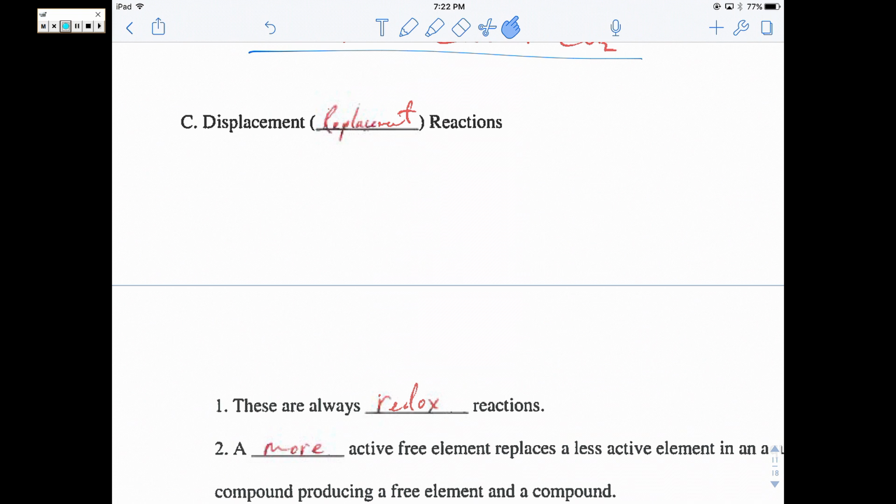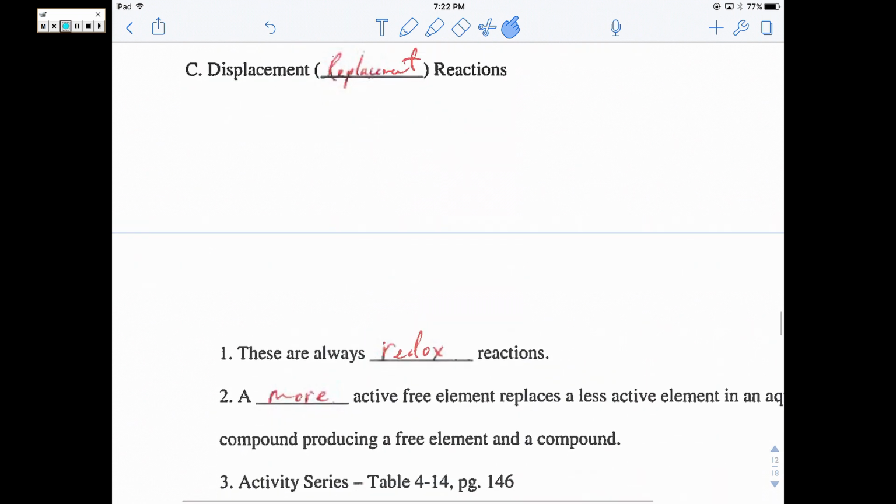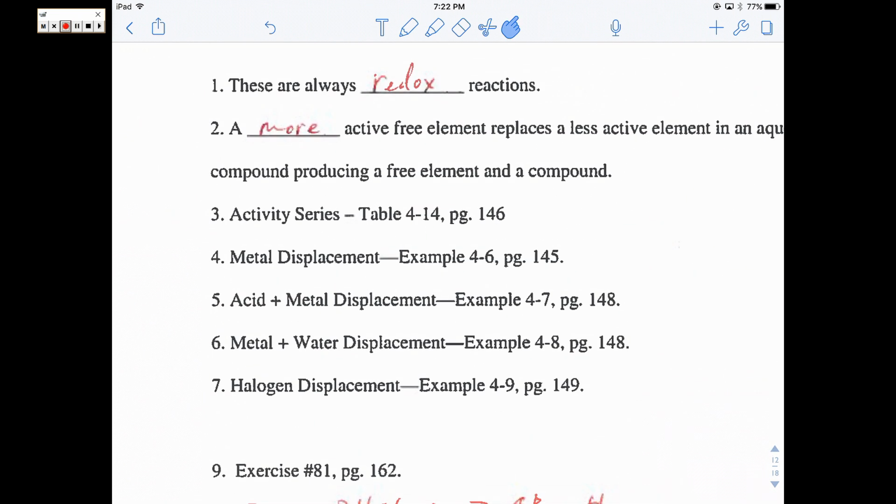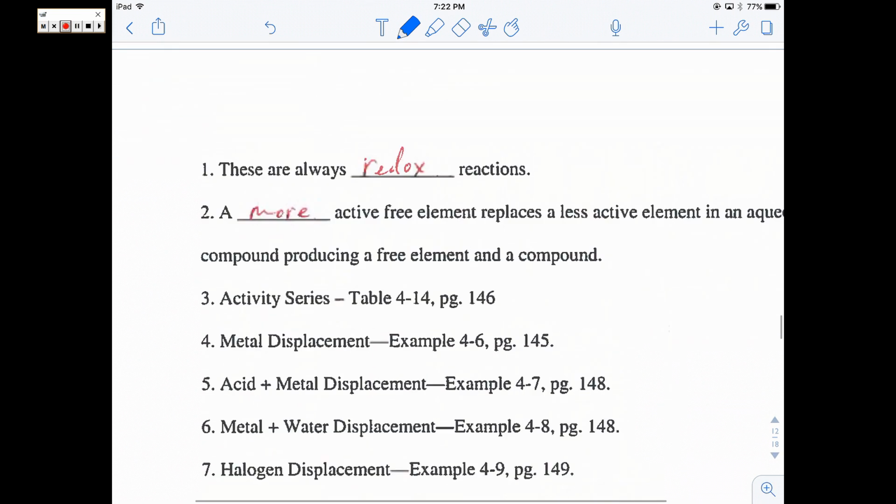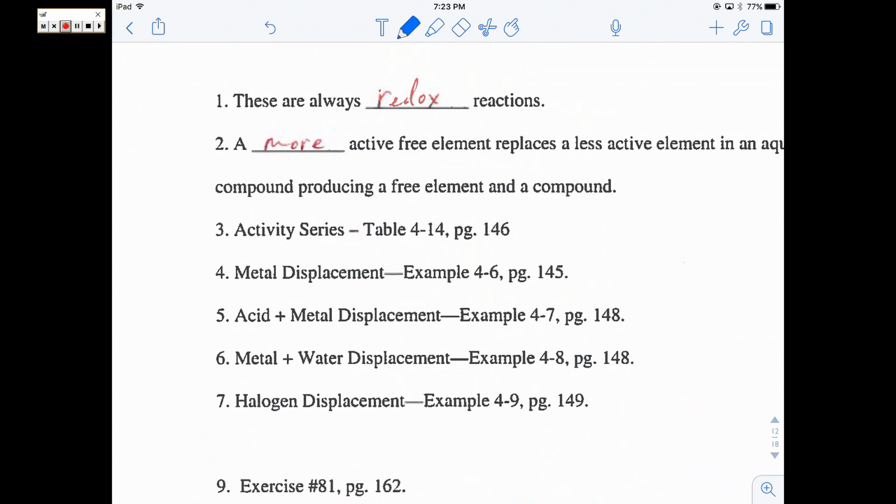Third type is a displacement reaction. So there's two types, single and double. I will probably use the word replacement in class, single and double replacement, more than displacement. They are always redox reactions, always, always, always, every time. In single replacement, you always have an element going into a compound and vice versa. In a double replacement, same is true. I guess actually we're not talking about double replacement yet. We'll get there.